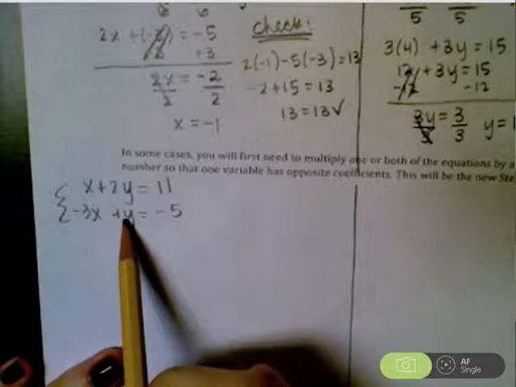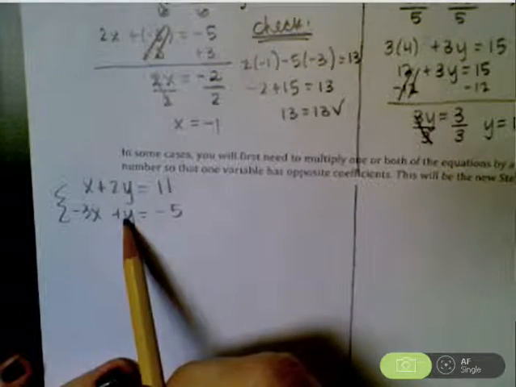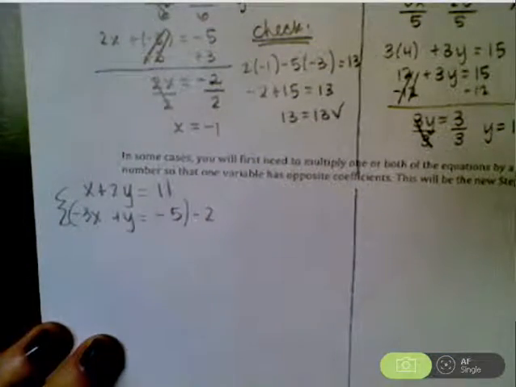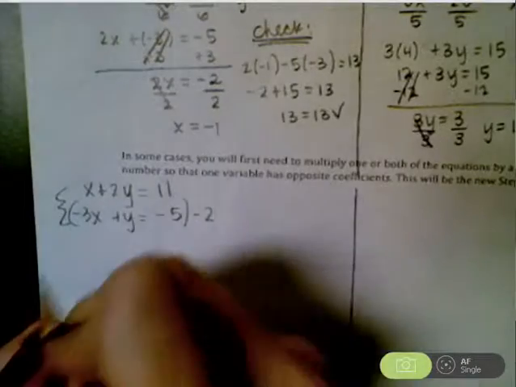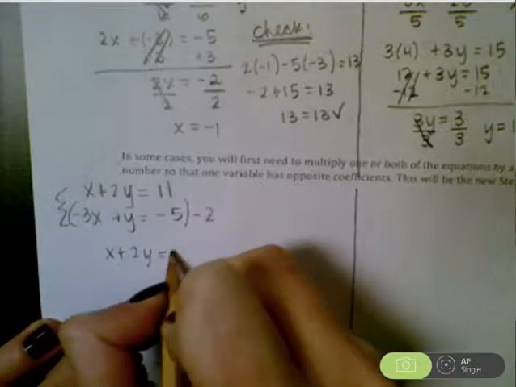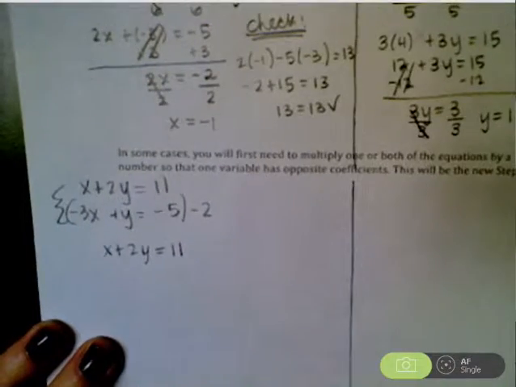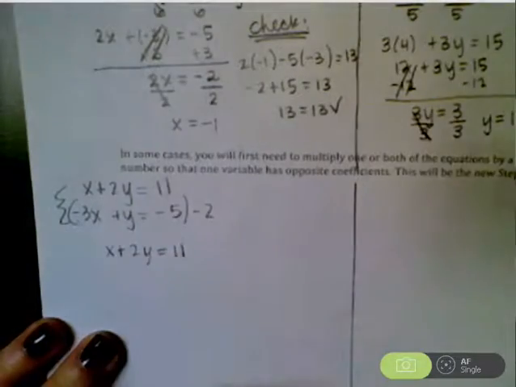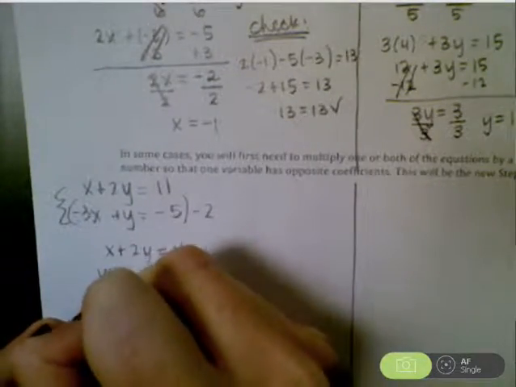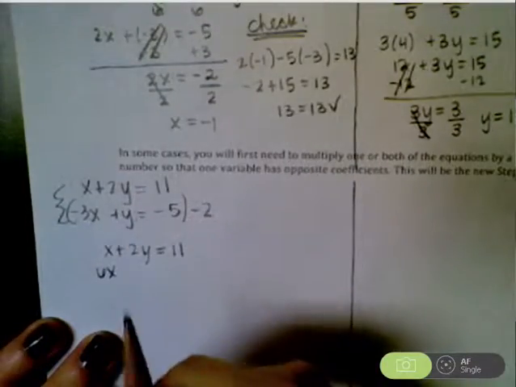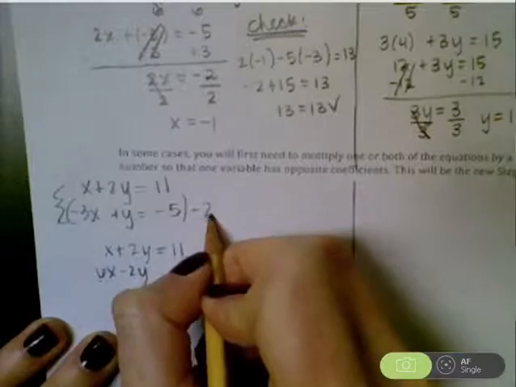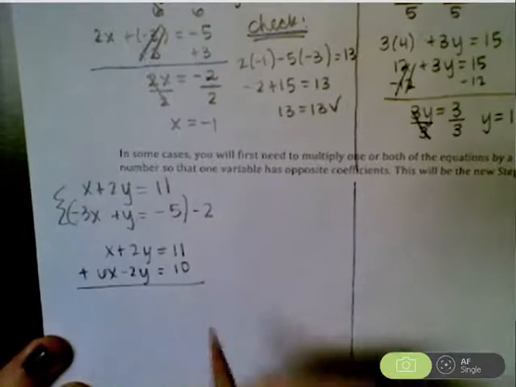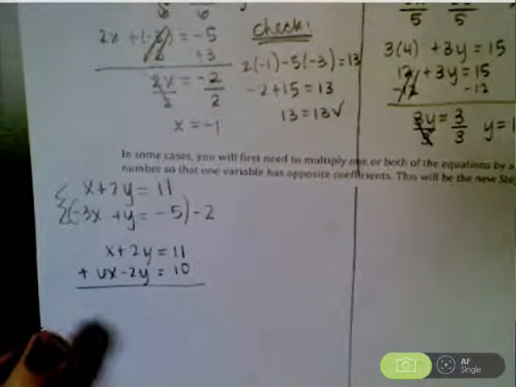So I need this variable to have a coefficient of negative 2. So all I have to do to make that happen is multiply every single term in the second equation by negative 2. Again, the first equation is going to stay exactly the same, but every term in the second equation I'm going to multiply by negative 2. So negative 2 times 3x, negative 2 times negative 3x, 6x, negative 2 times y, and negative 2 times negative 5, 10. Now, just like I've done before, I can add them together.